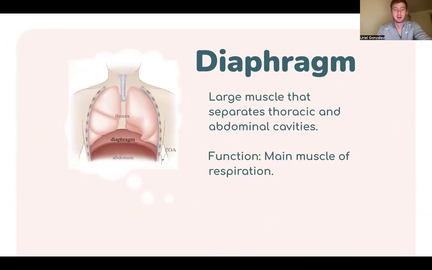Let's begin with the diaphragm or diafragma in Spanish. This is the dome-shaped muscle that separates the thoracic cavity, where your heart and lungs sleep, from the abdominal cavity, which houses your digestive system. Its main job is to help with breathing. When you inhale, the diaphragm contracts and flattens, creating space in your lungs to pull in air. Without it, breathing would be much harder.